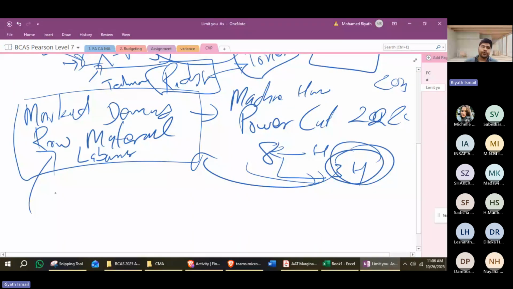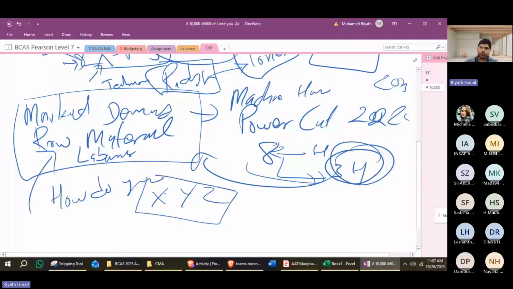At that time, how do you make a decision? Say a particular company produces products X, Y, Z. Out of these three products, how many units of X, Y, and Z should be produced? This kind of decision they have to make. So this is called limiting factor analysis.